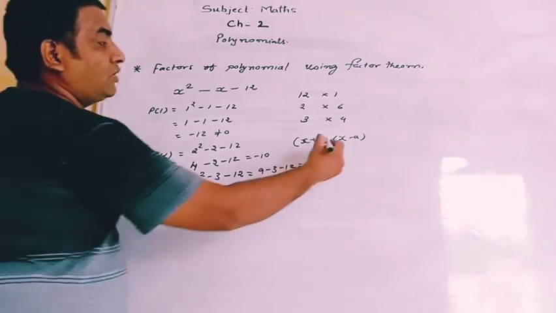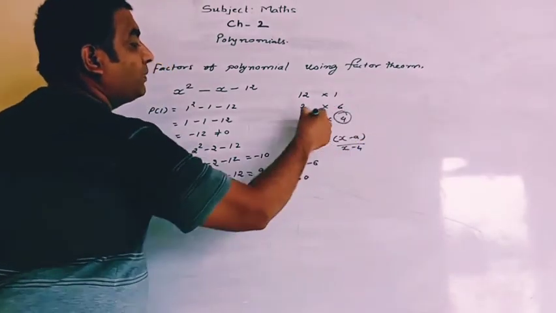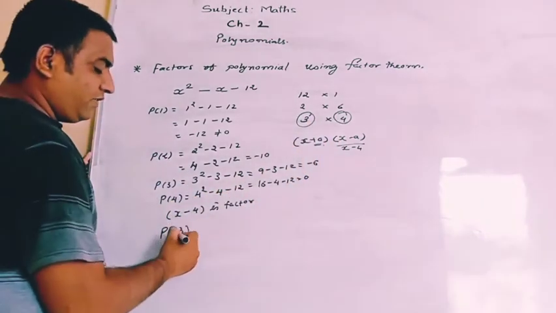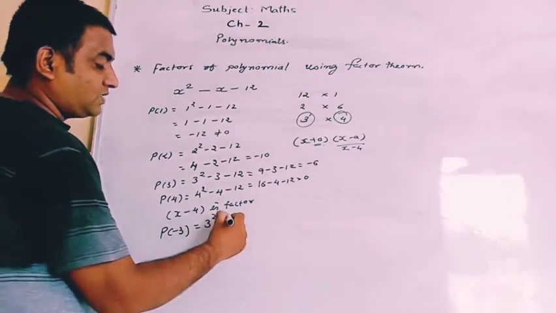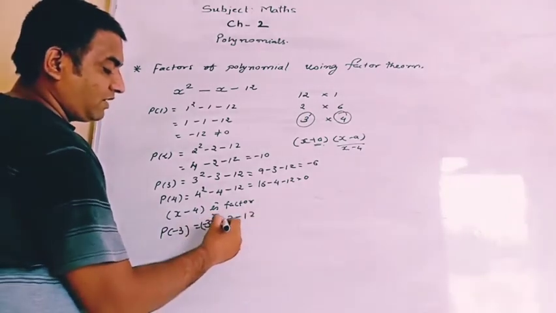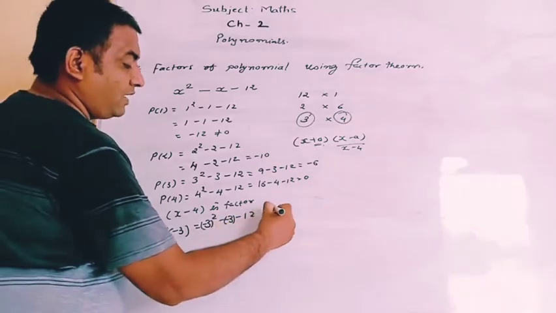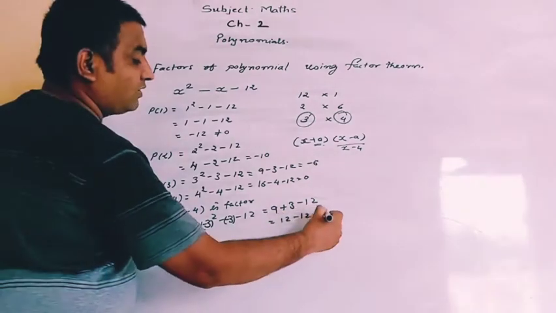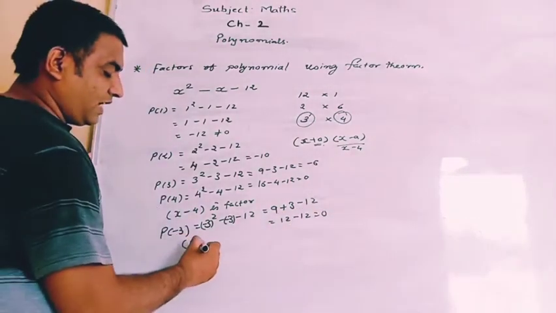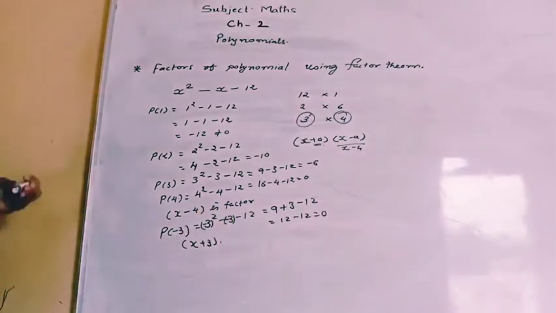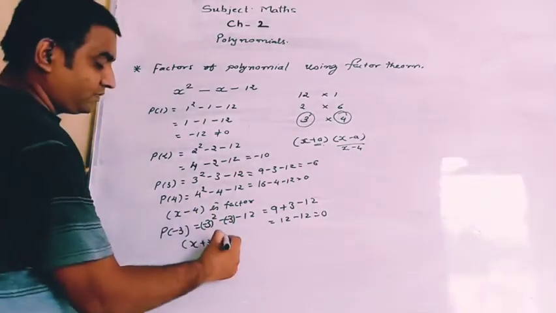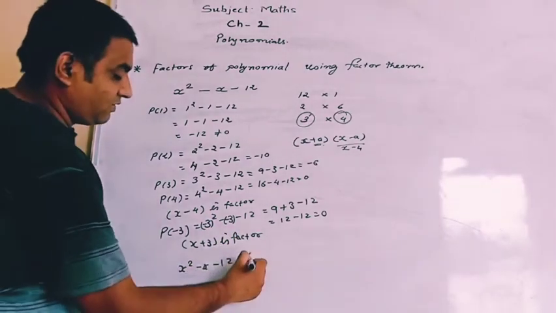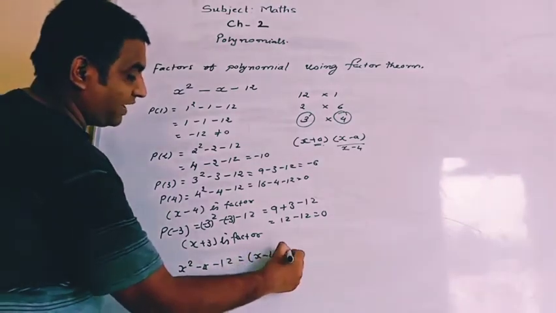Now x minus 4 we got. So the number multiplied with 4 is 3, and with the plus form we want, so we check P(minus 3). Then minus 3 square minus minus 3 minus 12, so 9 plus 3 minus 12, so 12 minus 12 equals 0. And so another factor is x plus 3. And so we can write x square minus x minus 12 equals x minus 4 times x plus 3.